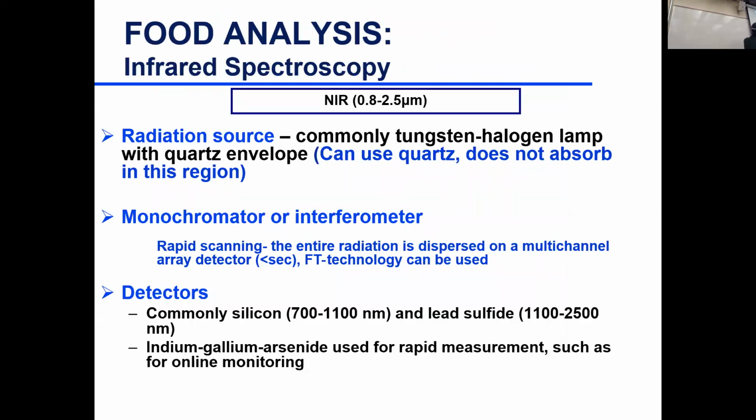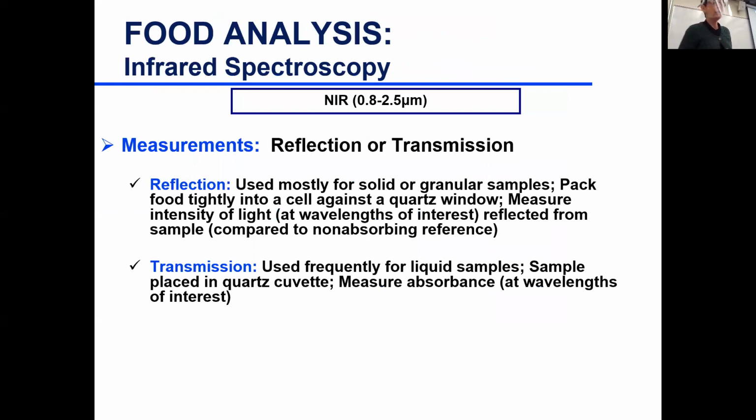So you have a radiation source, don't need to remember. You can also in NIR have a monochromator or interferometer, and mostly we use spectrophotometers and interferometers, and you have a range of detectors which you don't have to remember. Again, measurement is by reflection or transmission. Transmission is mostly for liquid samples, and reflection is for solid samples, but we have to remember that when we're measuring solid samples, they have to have uniform and small particle size.